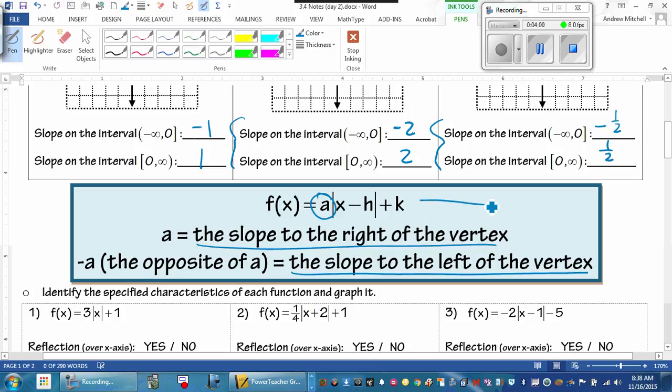Also, one thing to remember from before, h, k, remember that is our vertex. This number that's being subtracted from x is our x-coordinate, and then the number out here is our y-coordinate.